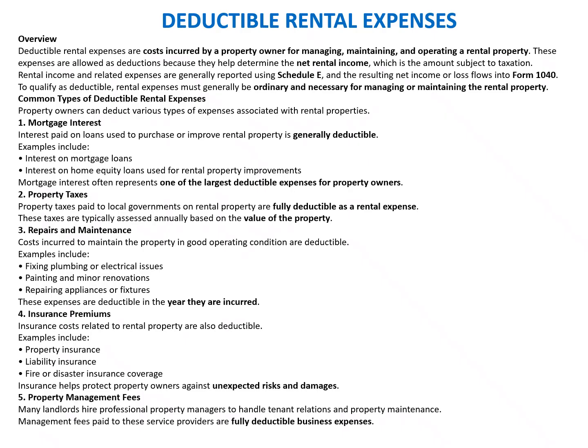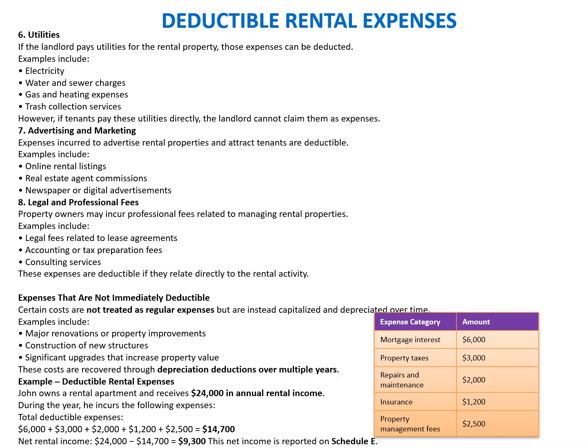So we will move to the next slide. More expenses that can be claimed as a reduction from the rental income are the utilities. If the landlord pays utilities for the rental property, those expenses can be deducted, for example electricity, water, sewer charges, gas heating expenses, and trash collection services. Even expenses incurred to advertise the rental property and attract tenants are deductible, like online rental listings, real estate exchange commission, newspaper and digital advertisement. And then the legal and professional fees. A property owner may incur professional fees related to managing rental properties, which include legal fees related to lease agreements, accounting and tax preparation fees, and consultancy fees.